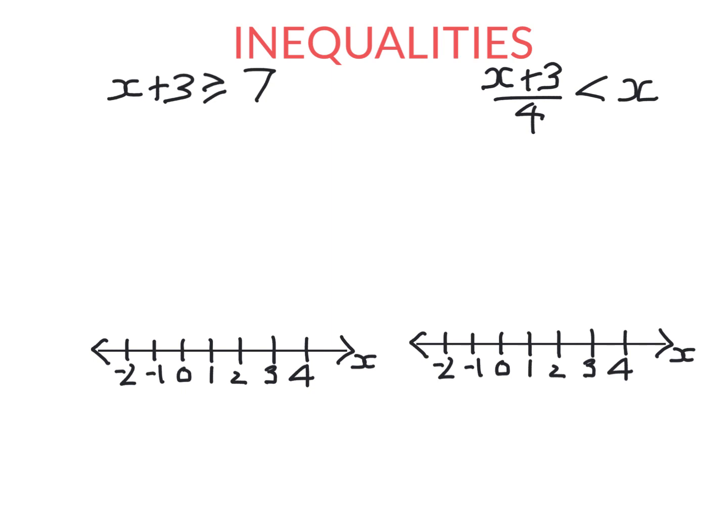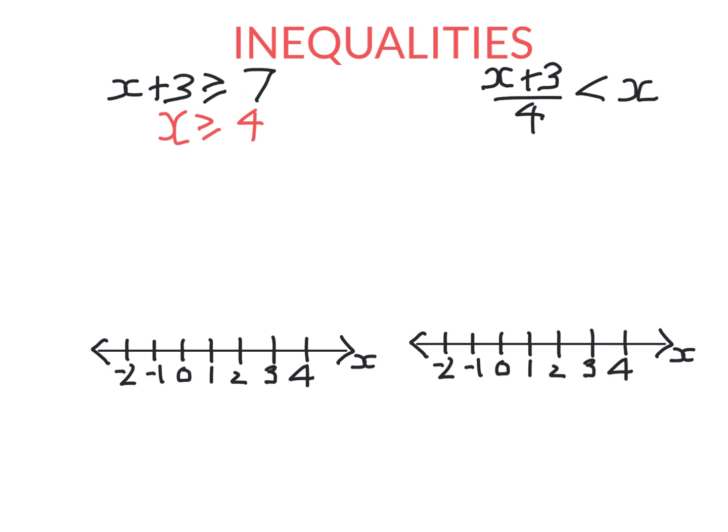So how do we solve inequalities? Well, an issue here is that this won't have just one solution. If x plus 3 is greater than or equal to 7, x can be anything that's greater than or equal to 4. If I substitute any number for x greater than or equal to 4, it will give me a true statement. X equals 4 is a solution because it makes this statement true.